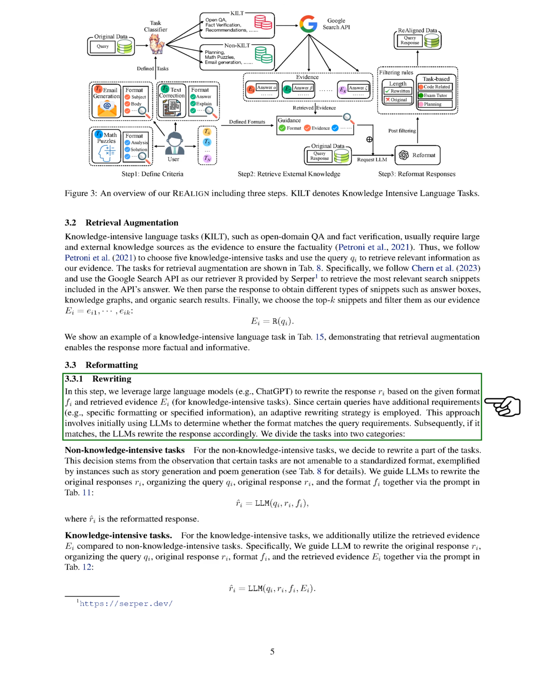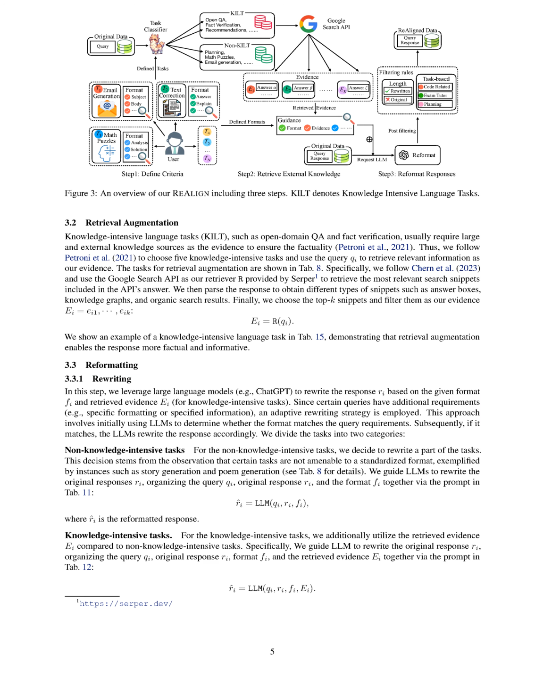Finally, we discuss the rewriting step, where we employ large language models, such as ChatGPT, to rewrite the response based on the specified format and retrieved evidence. This adaptive strategy ensures that the rewritten response not only meets specific formatting requirements but also incorporates specified information, thereby enhancing the overall quality and relevance of the response.